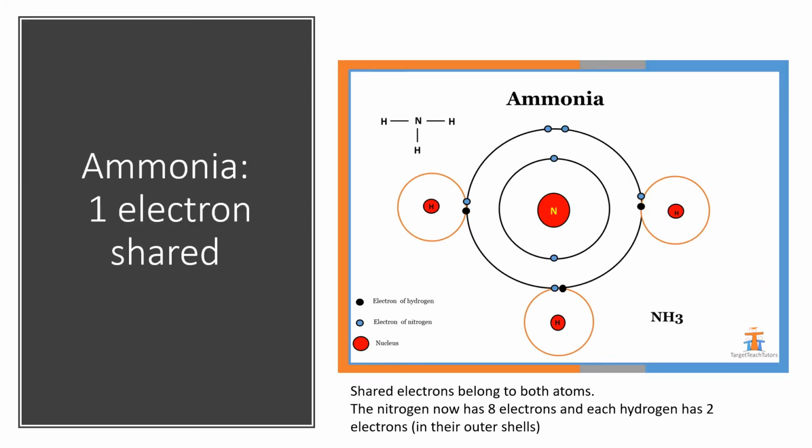In ammonia molecule, 3 hydrogen atoms share their electrons with nitrogen atom. This allows each hydrogen atom and the nitrogen atom to complete the outer shell. The bond established between nitrogen and each hydrogen atom is single. This is shown in the structural formula of ammonia, and the lines represent the covalent bonds.